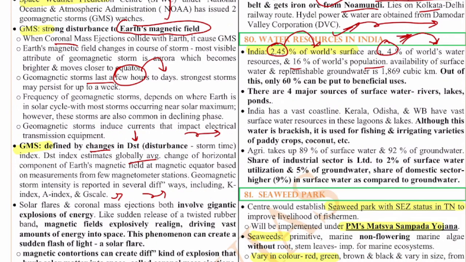The availability of surface water and replenishable groundwater is 1869 cubic kilometers. Out of this, only 60% can be put to use.